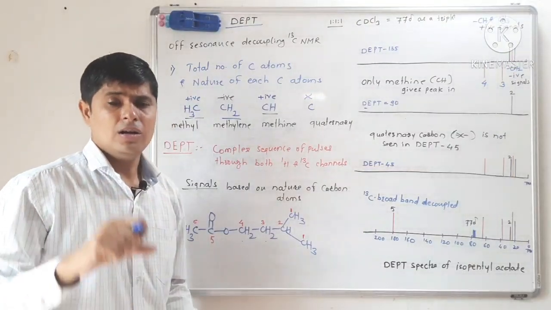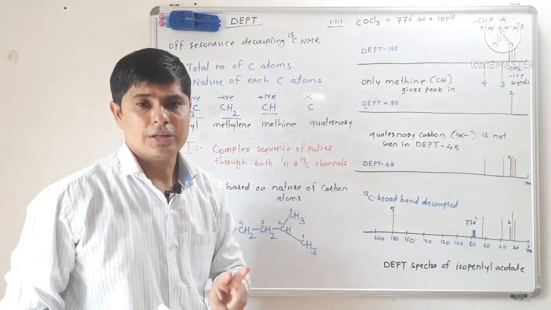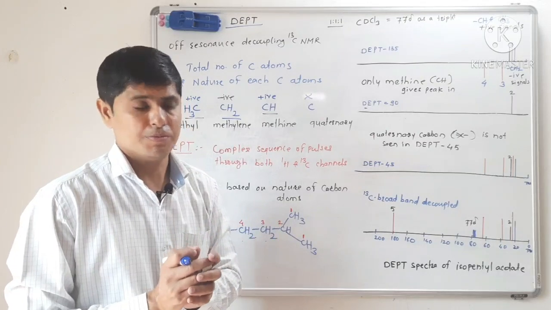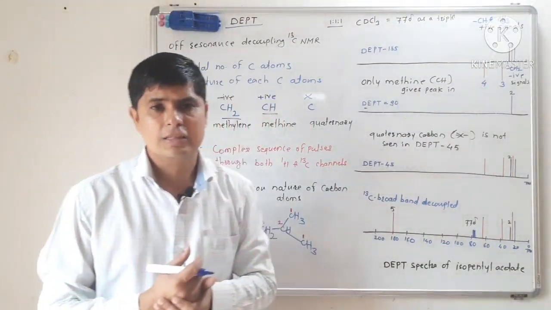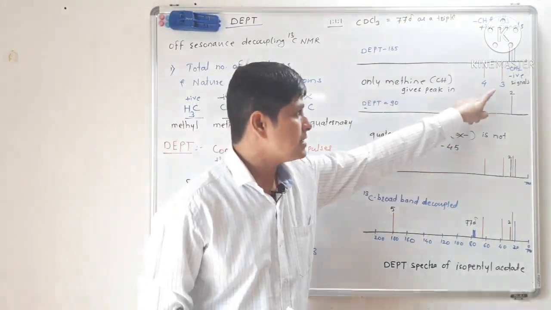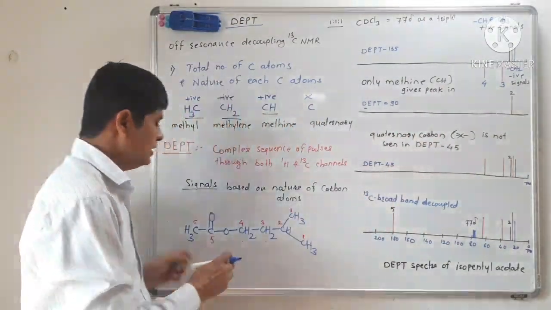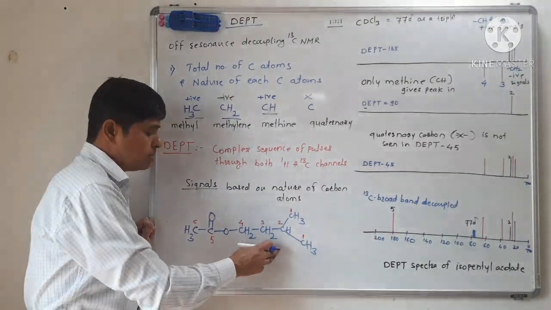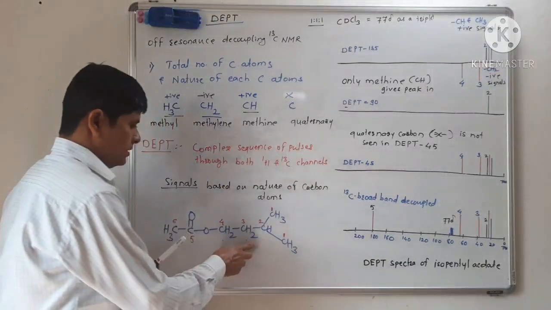Okay, as we have understood, in depth 135 the negative signals are for CH2 groups. So there are 2 CH2 groups, hence we are getting 2 negative signals, for carbon number 3 and carbon number 4. Now we have to assign which is for 3 and which is for 4. That will be decided on the basis of structure.